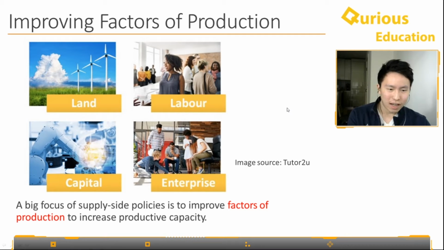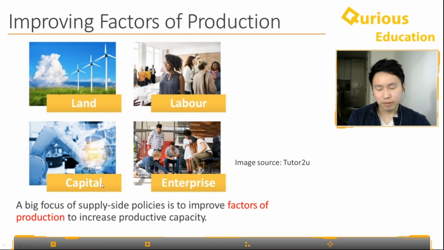And what are the factors of production? Just a quick refresher. Factors of production, we've got land, labor, capital, and enterprise. Land is basically any natural resources that we have, like crops or wheat, things like that, which we can use to make pizza. And labor is just our workforce, right? If we educate them and train them, then we'll be improving labor. Or if, for example, we make our immigration policy more relaxed, then there would be more people coming to work in the UK, and as a result, we would increase the size of the labor force.